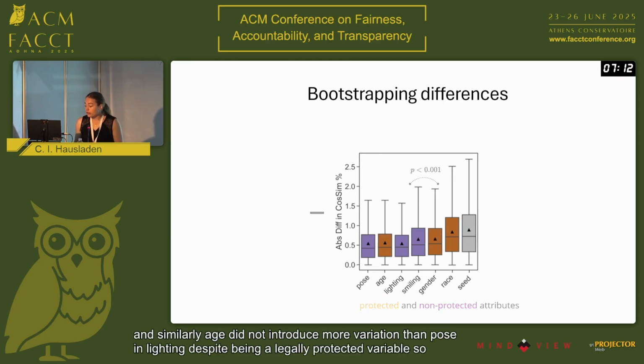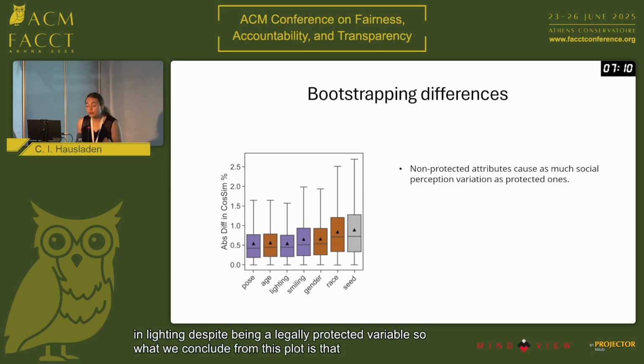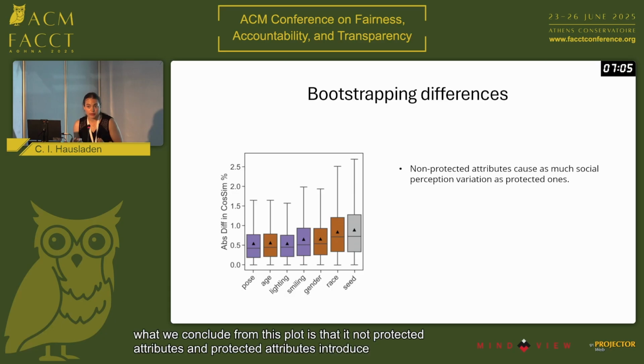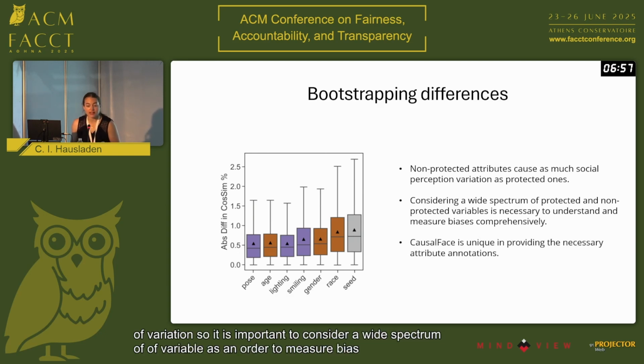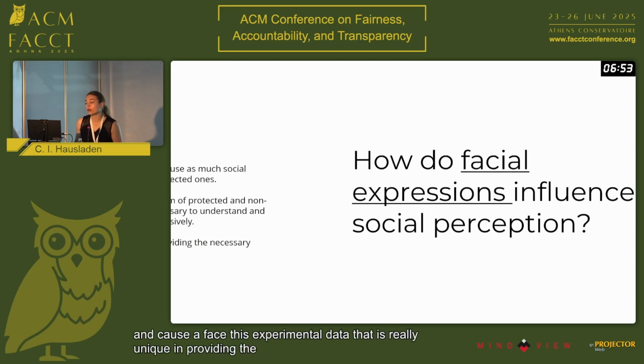So what we conclude from this plot is that non-protected attributes and protected attributes introduce similar amounts of variation. So it is important to consider a wide spectrum of variables in order to measure bias comprehensively. And CausalFace, this experimental dataset, is really unique in providing the necessary level of control.